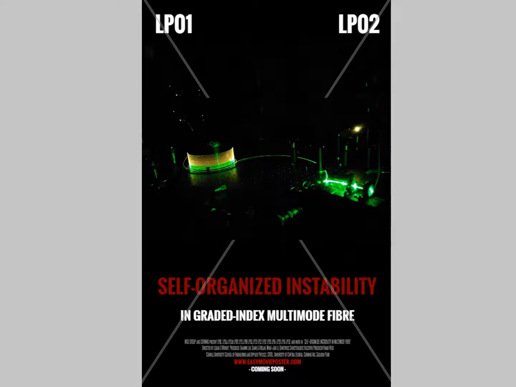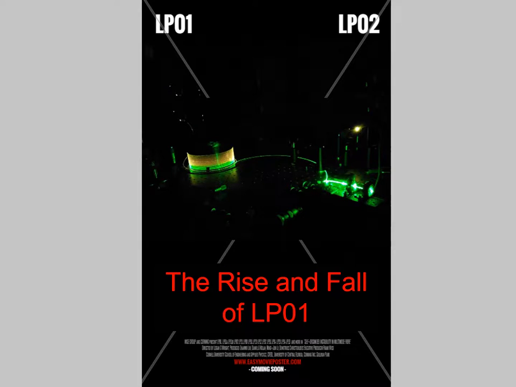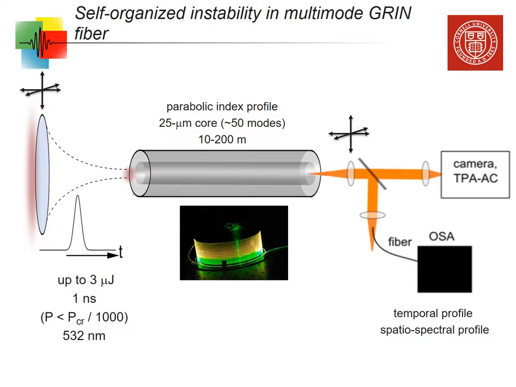Part two of the talk, self-organized instability and graded index multimode fiber. Starring LP01 and also starring all the other modes in the fiber, starting with LP02. Alternative title is going to be the rise and fall of LP01. So what do I mean? In contrast to what we're doing before, where we're looking at pretty short fibers, supercontinuum and dispersive wave stuff is one meter or less fiber, we're now going to be looking at much shorter wavelengths and much longer fiber.